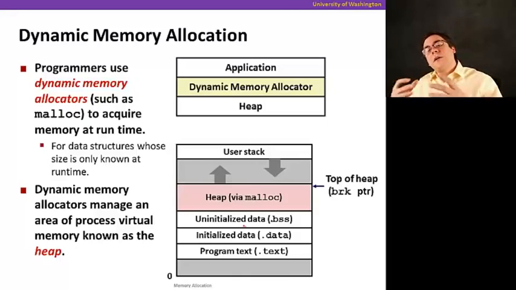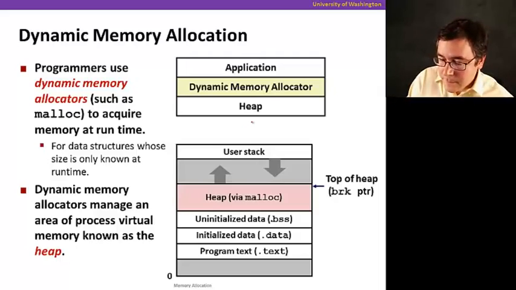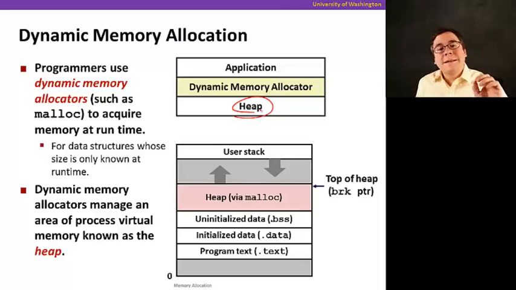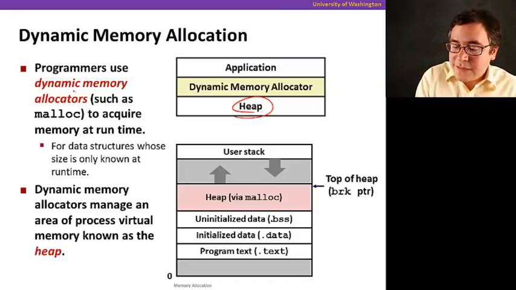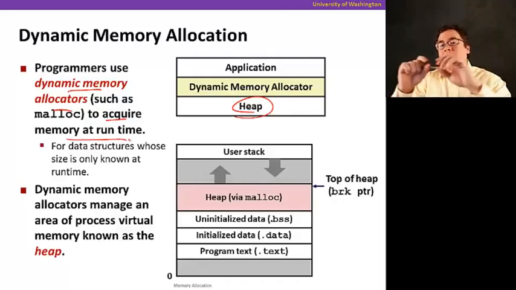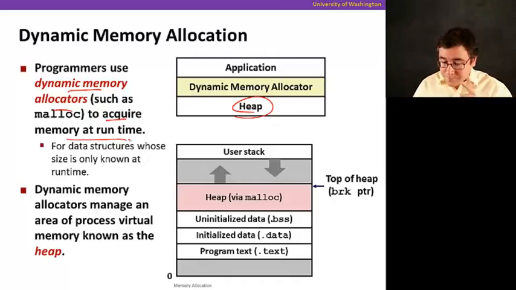So we're going to allocate this in a region of the memory layout of the program called the heap. Okay, so the heap is where dynamically allocated memory goes. It's a region where, when programs allocate memory dynamically, that's where it's allocated from. Okay, so the programmers use dynamic memory allocators such that they can acquire memory at runtime. They can acquire pieces of the address space at runtime to store data. Okay, again, this is for data structures that are only known at runtime.